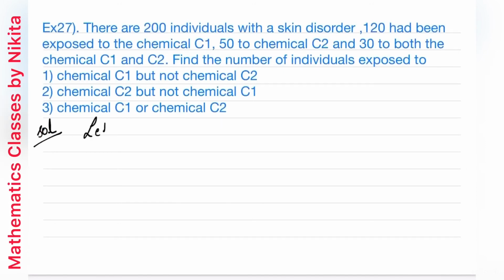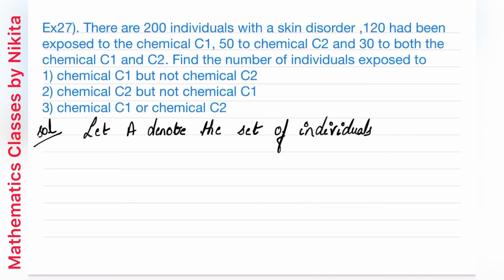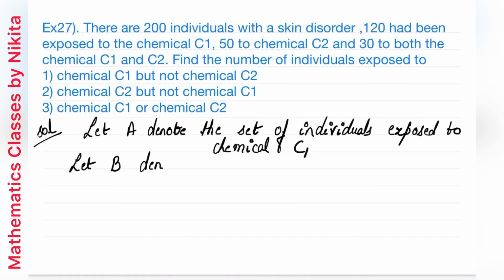So let A denote the set of individuals exposed to chemical C1, and let B denote the set of individuals exposed to chemical C2.